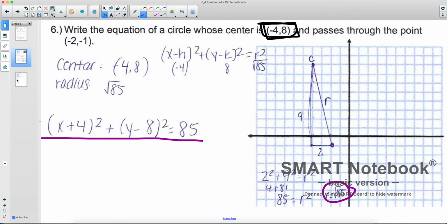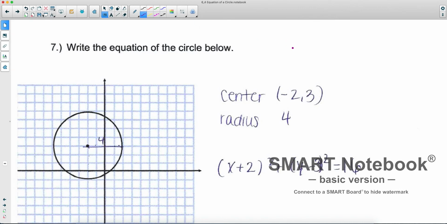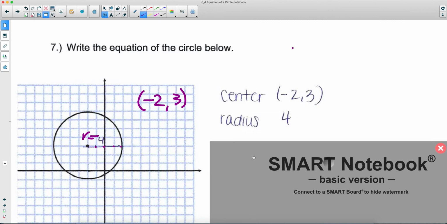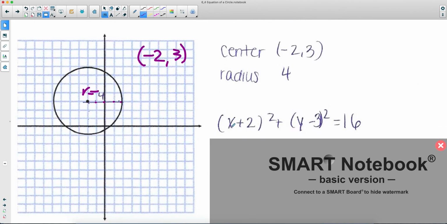All right. And last but not least, number 7. Number 7 just wanted you to write the equation of the circle below. So here it is. Two things that you need, center and radius. Our center is negative 2, 1, 2, 3. So the center's at (negative 2, 3). The radius is 1, 2, 3, 4. So the radius is 4. And again, pause and see if you can write that equation yourself. And if you tried, hopefully you have the correct equation: (x plus 2) squared plus (y minus 3) squared equals 16. I took my h value and my k value, substituted them in, squared my radius, and here it is. Okay.